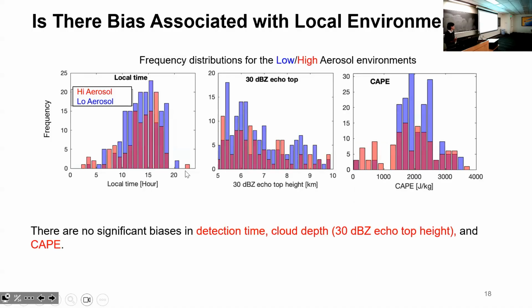I checked the bias associated with local environment other than aerosols. Here is the frequency distribution of detection time, cloud depth, 30 dBZ echo top height, and CAPE for the sampled convective cells with different aerosol environments. High aerosol environment is in red and low aerosol environment in blue. Fortunately, there are no significant biases in detection time, cloud depth, and CAPE environment.